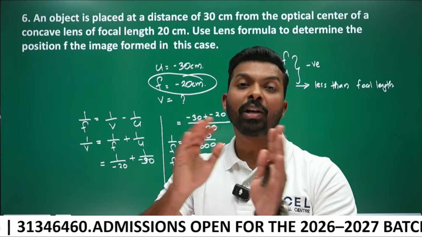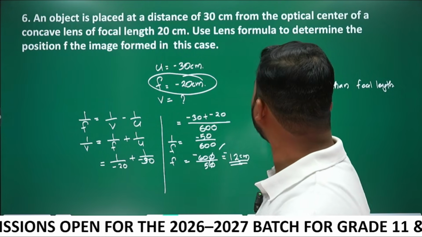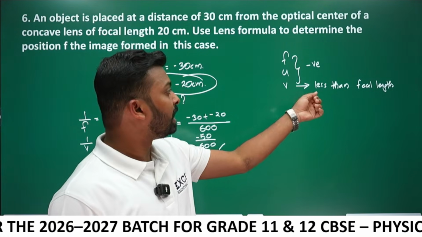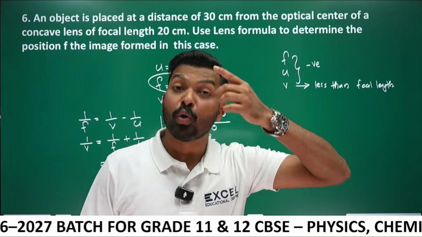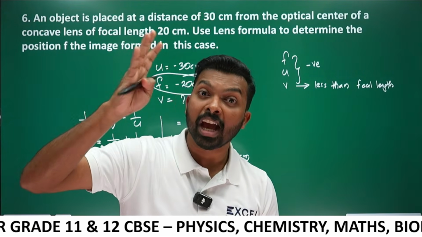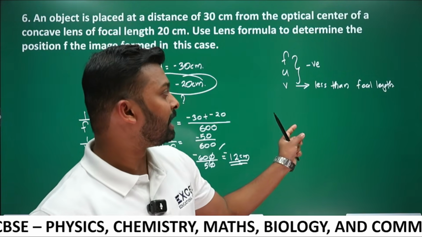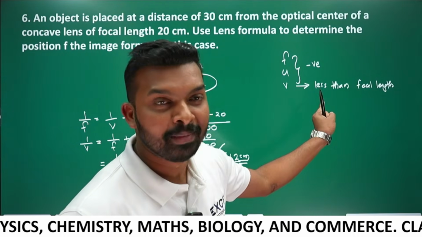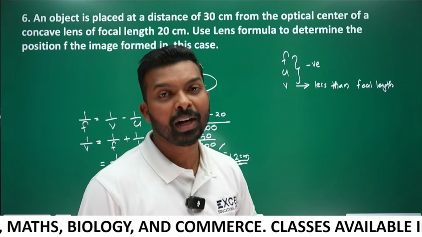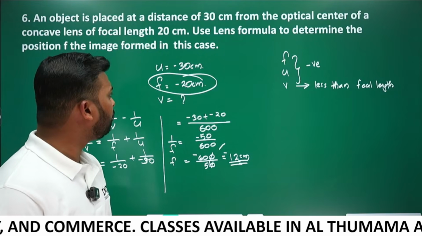For all questions from the chapter light, there are many easy ways. I'll add on to this. In this case of F and then U and V, here everything is negative, right? In the case of convex mirror, you have to understand U is always negative, F and V have to be positive. And one more thing is that the V value in the convex mirror has to be always less than the focal length. Clear or not? Ready?